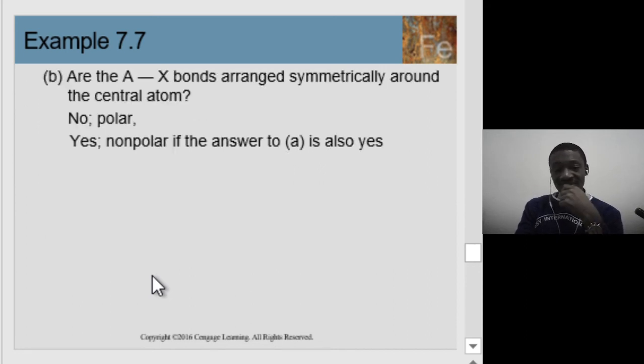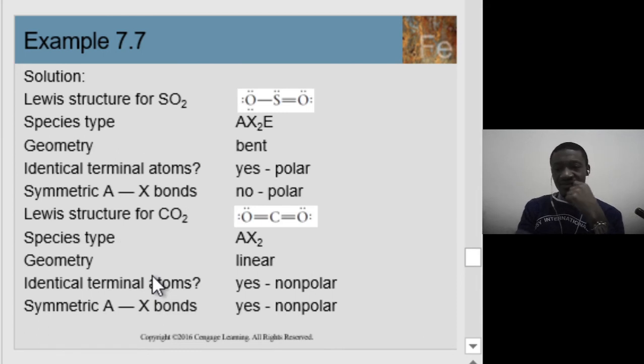And then they said if A and X is asymmetry, etc. Okay, let's go into it. So we have AX2E for the first, which is bent. And are the terminal atoms identical? Yes.